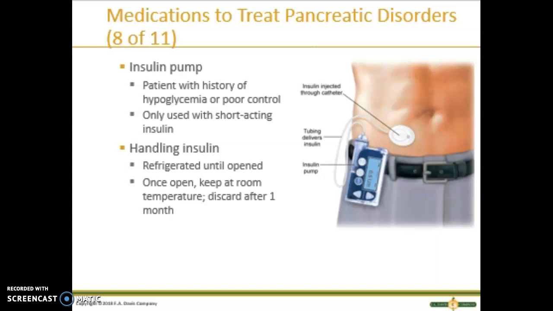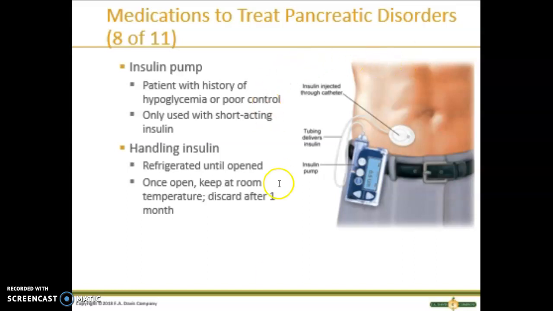Again, refrigerating the insulin will extend the shelf life up to 1 to 2 years, and open insulin should be kept at room temperature. We want to make our injections less painful for the patient, so it's important to make sure that it is stored at room temperature once it's opened prior to giving the injection.